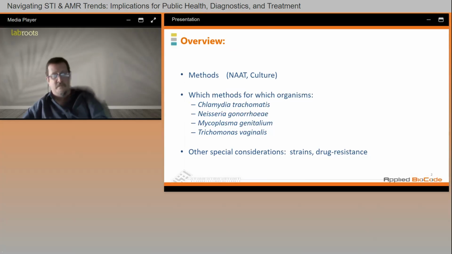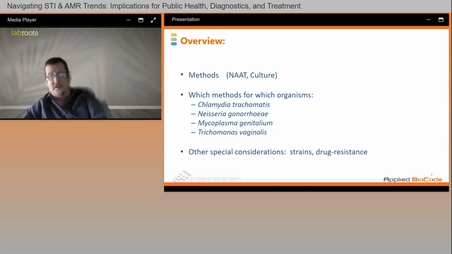In terms of an overview, we're going to cover the methods. It's always a pretty broad audience when I give this talk, and so I like to ground the talk in methods and get us all on the same page with regard to mechanics. It says I'm going to talk about culture and nucleic acid amplification testing. I'm really going to talk about culture only in comparison to these methods and how it relates to these methods.